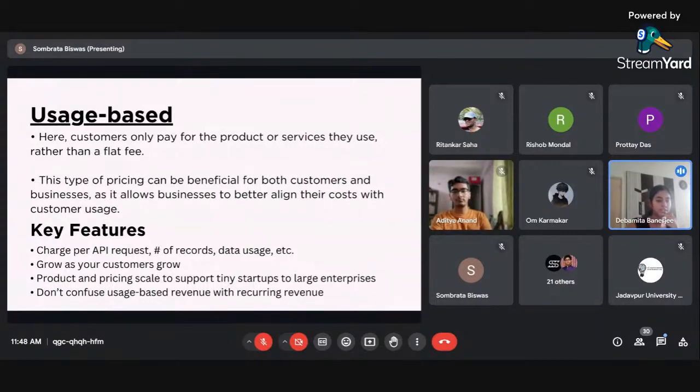Don't confuse usage-based revenue with recurring revenue, right? Obviously, they're two opposite things.